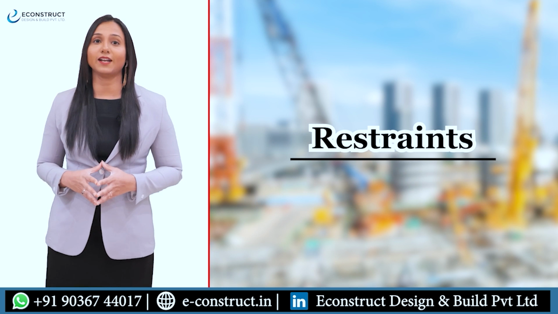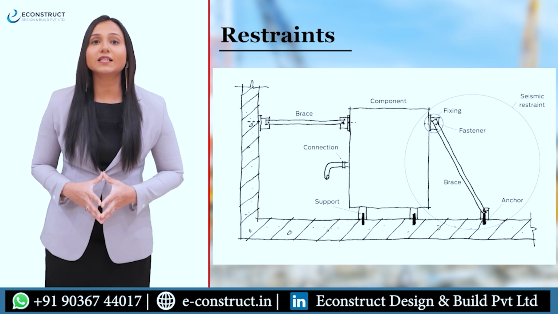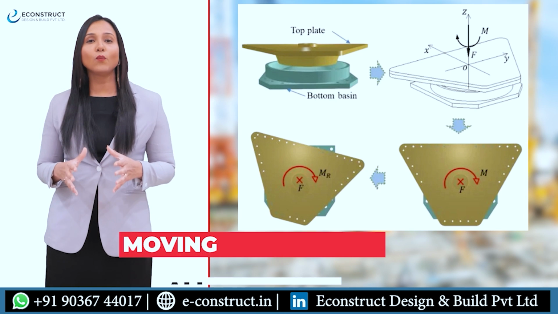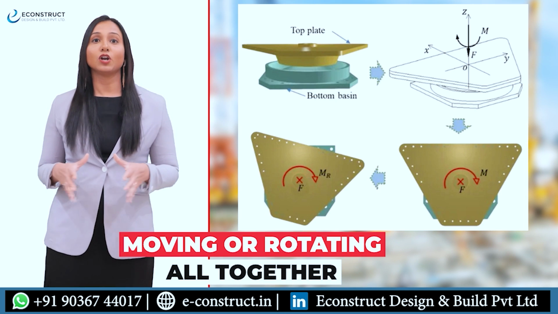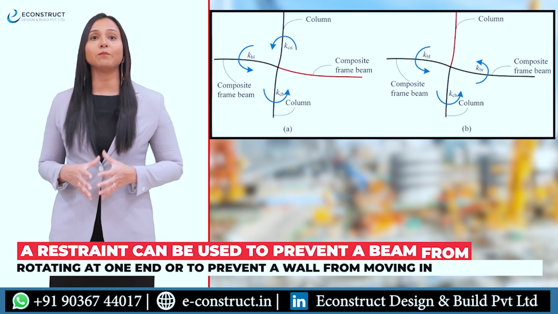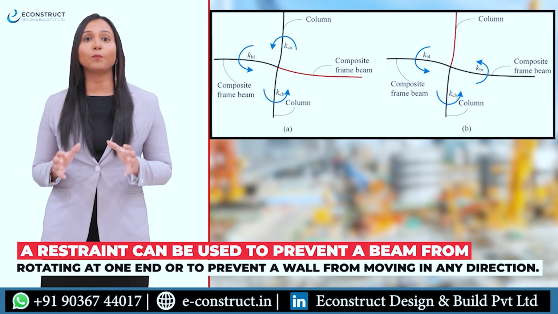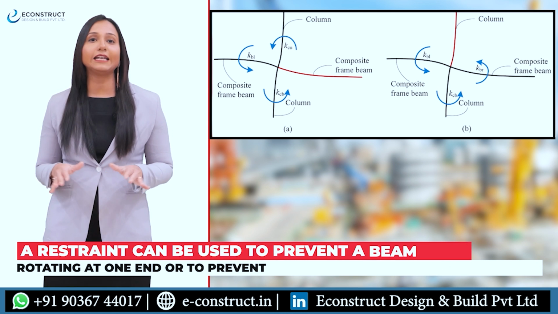Now let's check out the next one, which is restraints. Restraints are used to prevent a structure or a component from moving or rotating altogether. For example, a restraint can be used to prevent a beam from rotating at one end or to prevent a wall from moving in any direction.